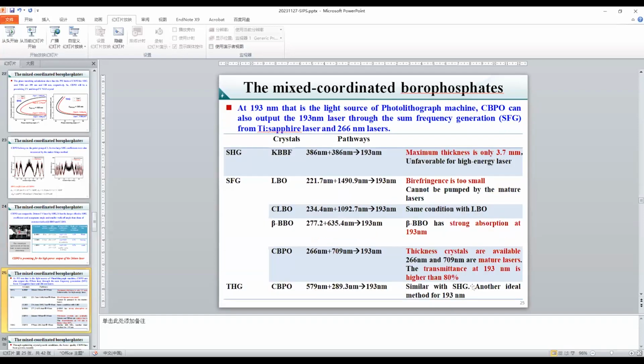And in addition, this compound also can achieve the 193 nanometer laser output.